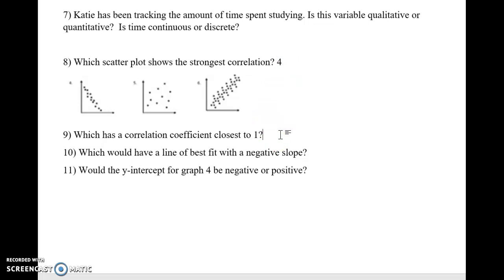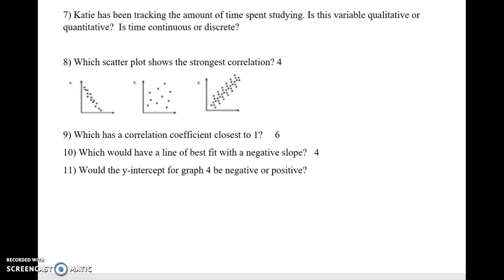Which has correlation coefficient closest to 1? Well, number 4 is the strongest linear correlation, so you'd think it might be that one, except that's a negative correlation. So it would have to be closer to -1. So the one that goes up and is closest to a line would be number 6. Which would have a line of best fit with a negative slope? Well, again, that would have to be 4 because it has a negative correlation. It's going down as it moves to the right.